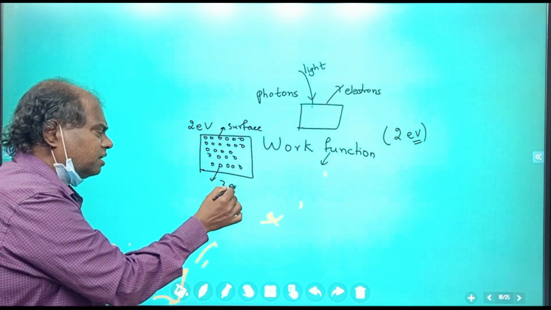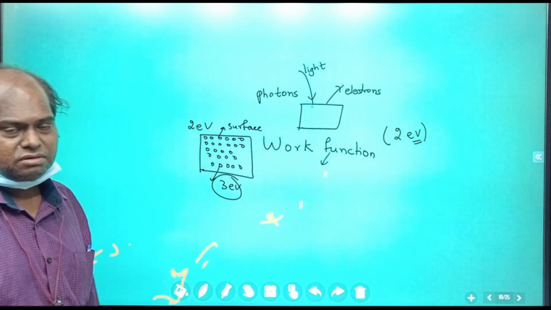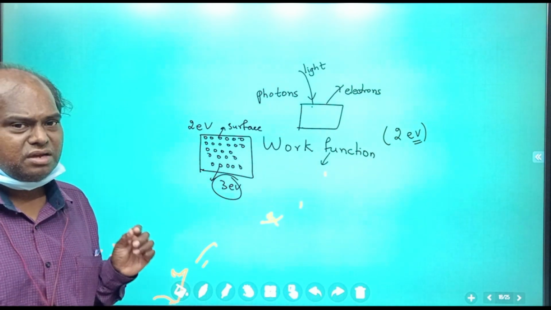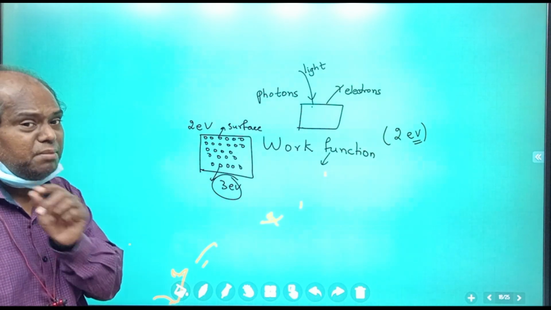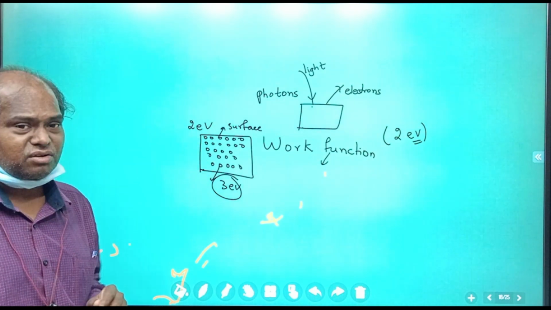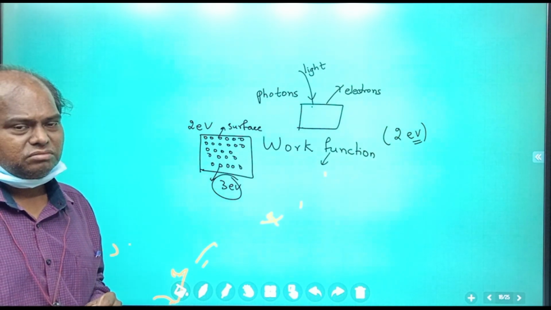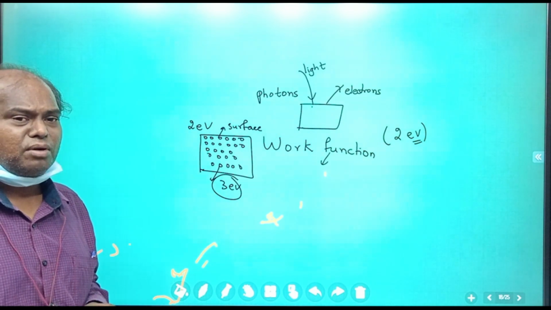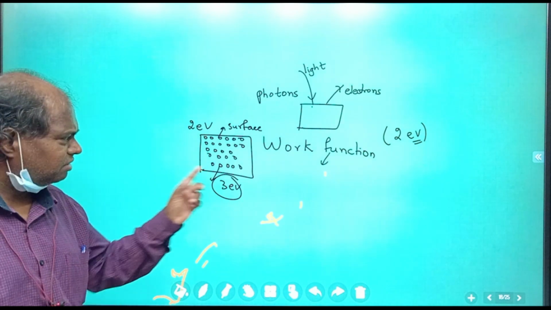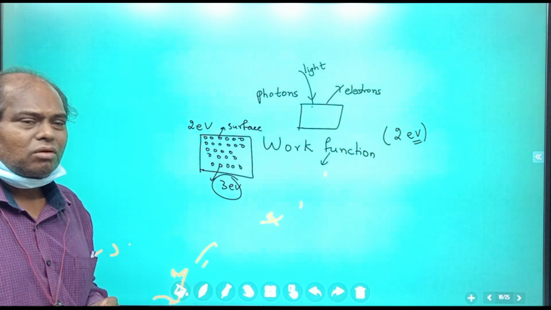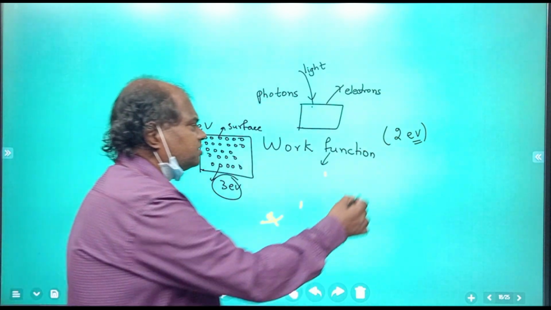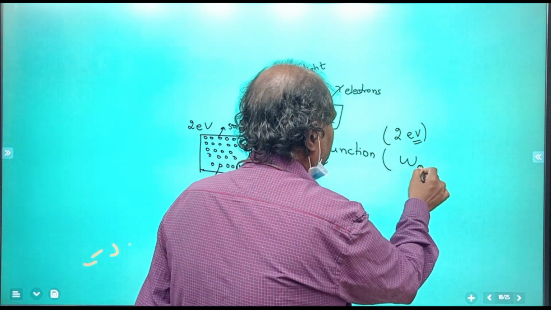The bulk electrons will require 3 electron volt, right? That's why I'm telling minimum energy. I hope you understood the word minimum energy. That minimum energy means what I'm telling for the surface electrons. So if you give 2, the surface electron will come out. Bulk will take more time. Okay, that is called work function. And there is a symbol for this, right? W naught.